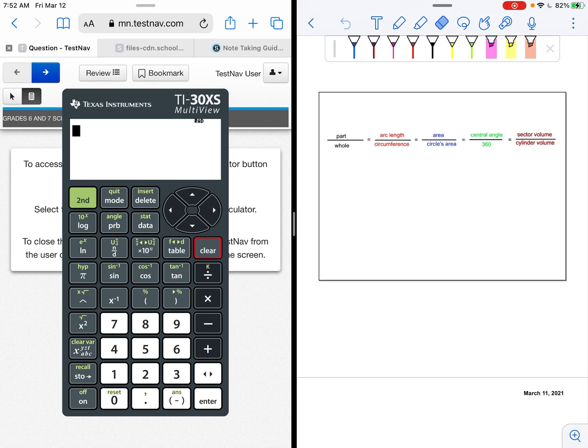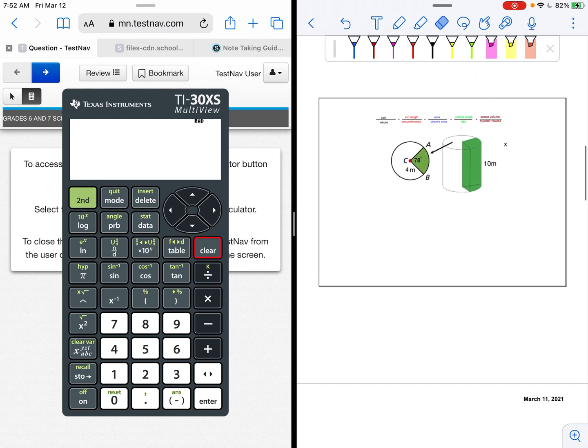The one that we are adding is this one here at the end where it says sector volume over cylinder volume. So again, that sector volume is the fraction, the cylinder volume is the whole. So you need to add that to the top of your notes with those arc length, circumference, sector area, circle area, central angle, 360. So we're going to be using all of these depending on what we're given and what we are looking for.